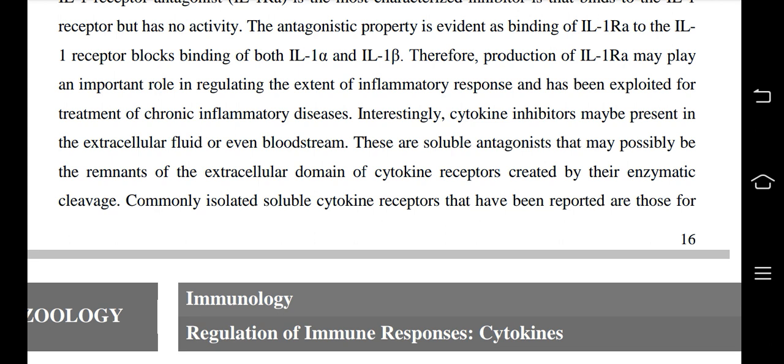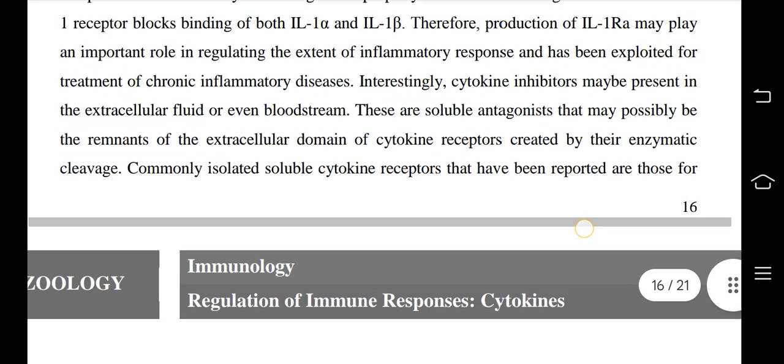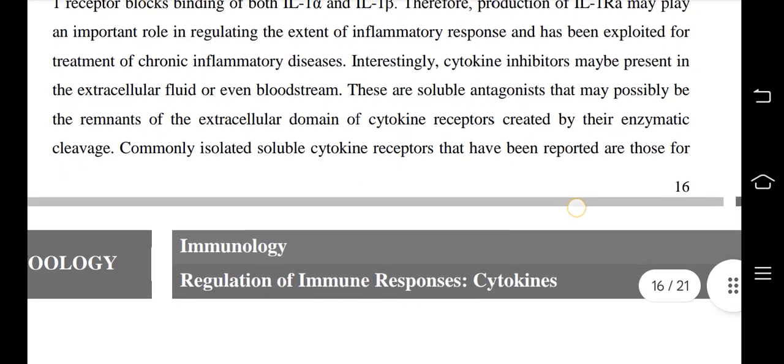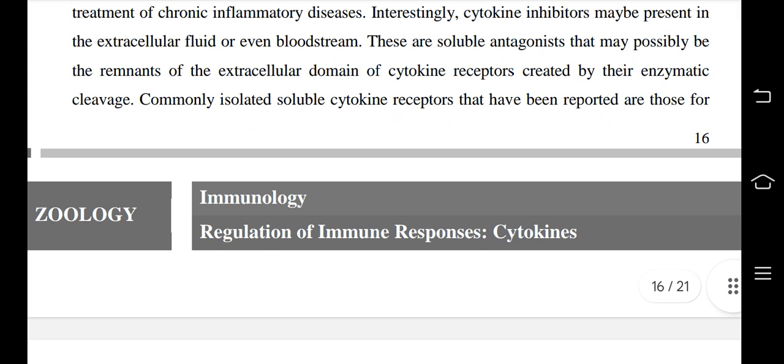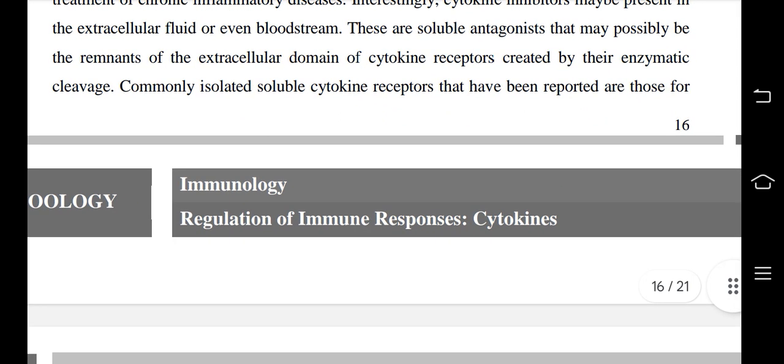Interestingly, cytokine inhibitors may be present in the extracellular fluid or even bloodstream. These are soluble antagonists that may possibly be the remnants of the extracellular domain of cytokine receptors created by their enzymatic cleavage.